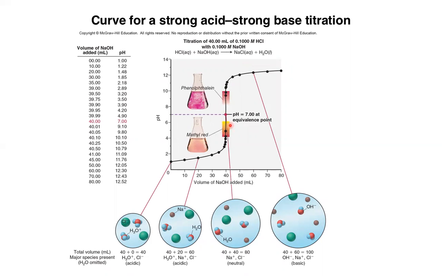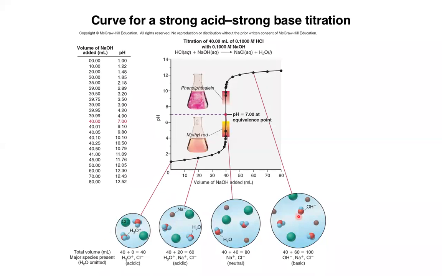Our indicator for this is phenolphthalein, where we see a color change going from a very pale pink to a very vibrant purple. As we move through that, we'll see a visual indicator that we have reached the equivalence point.